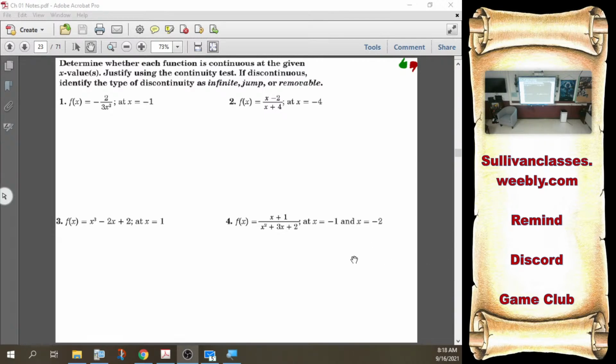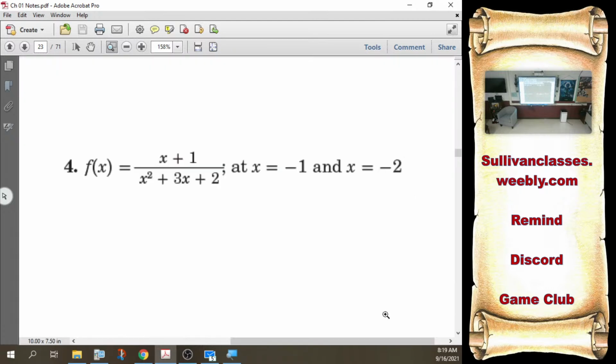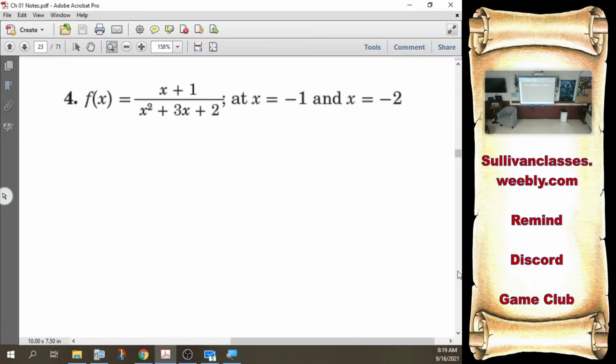Instead, I would just like really quick, show me that you remember how limits and the continuity test work. Is this continuous at -1 and -2? Go!